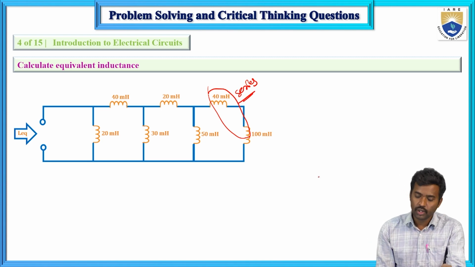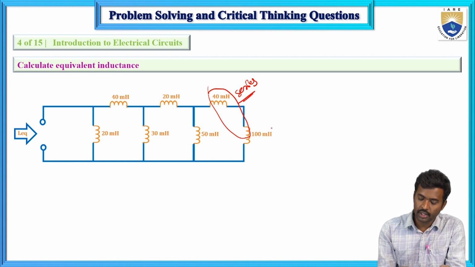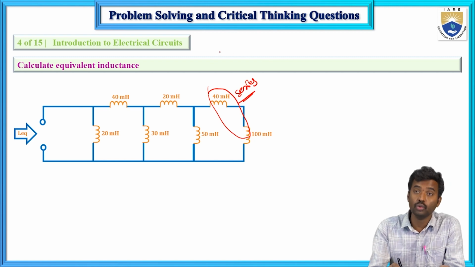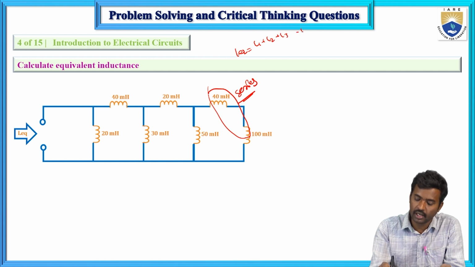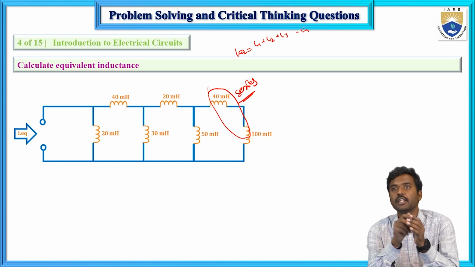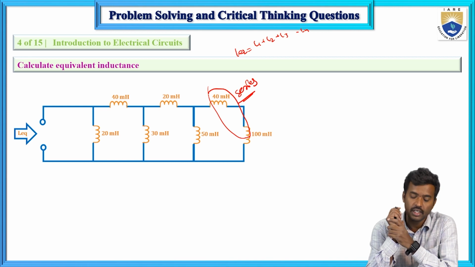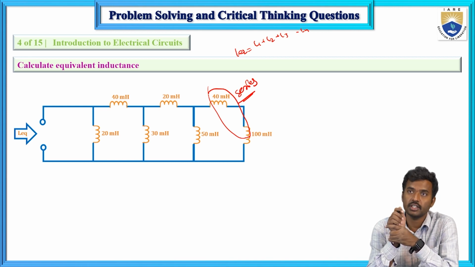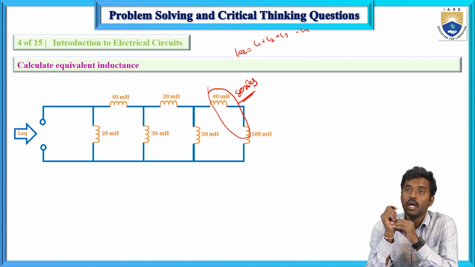In this, these two are connected in series. So 100 plus 40. In the inductor case, when inductors are connected in series, L equivalent equals L1 plus L2 plus L3 till Ln. If a number of inductors are connected in series, the equivalent inductance equals L1 plus L2 plus Ln.